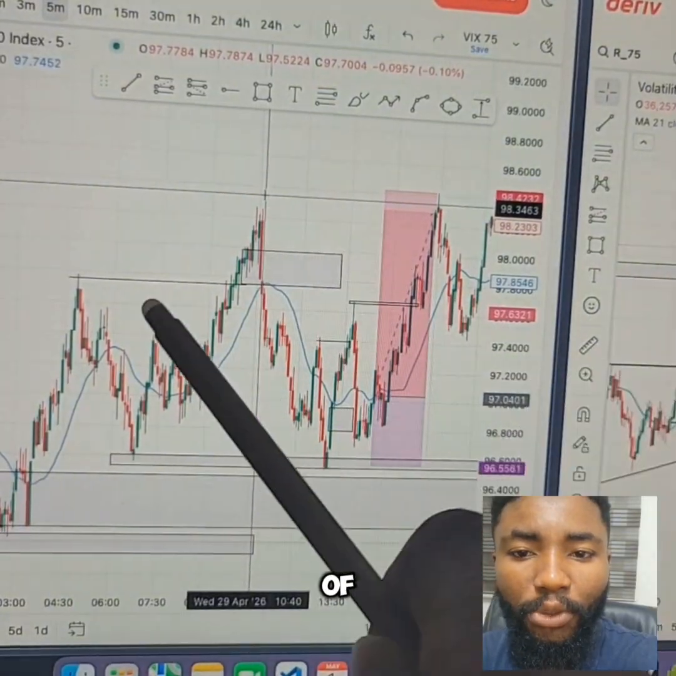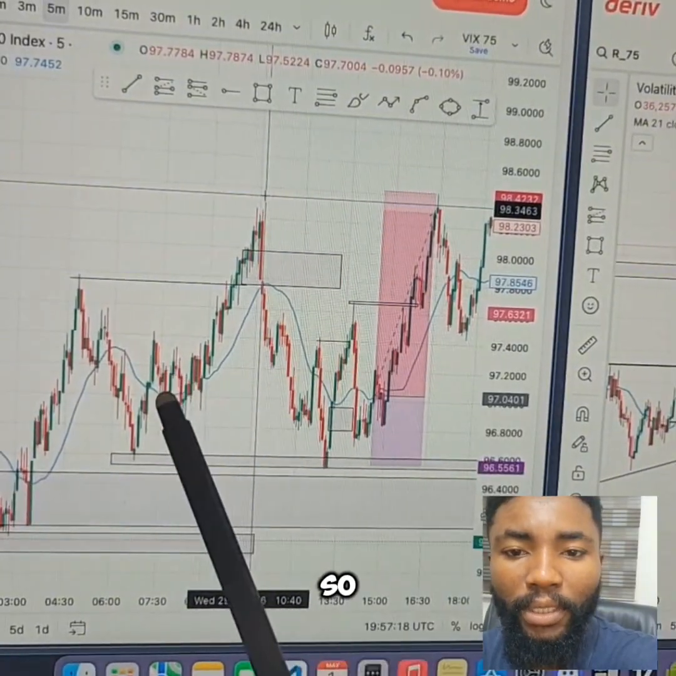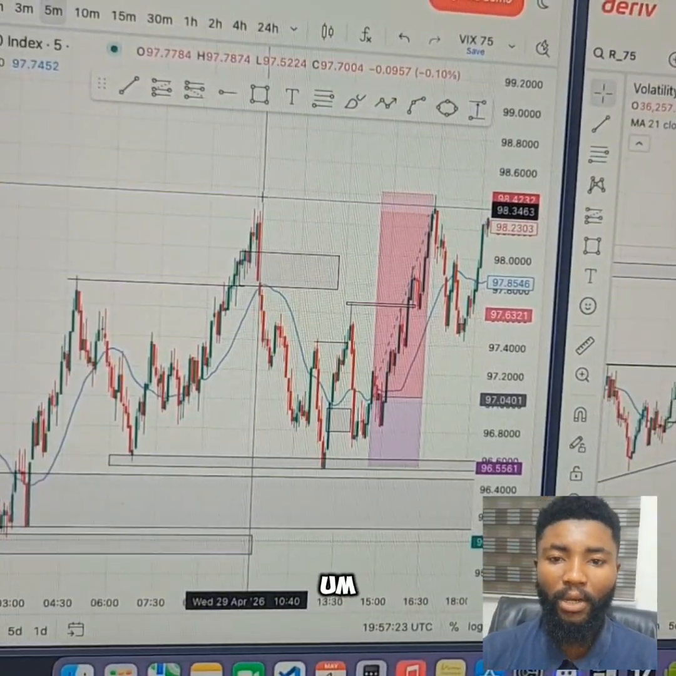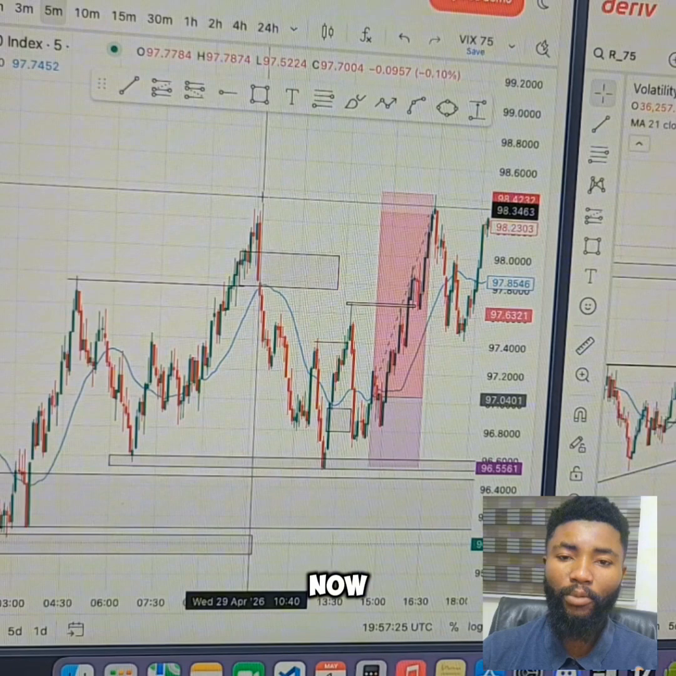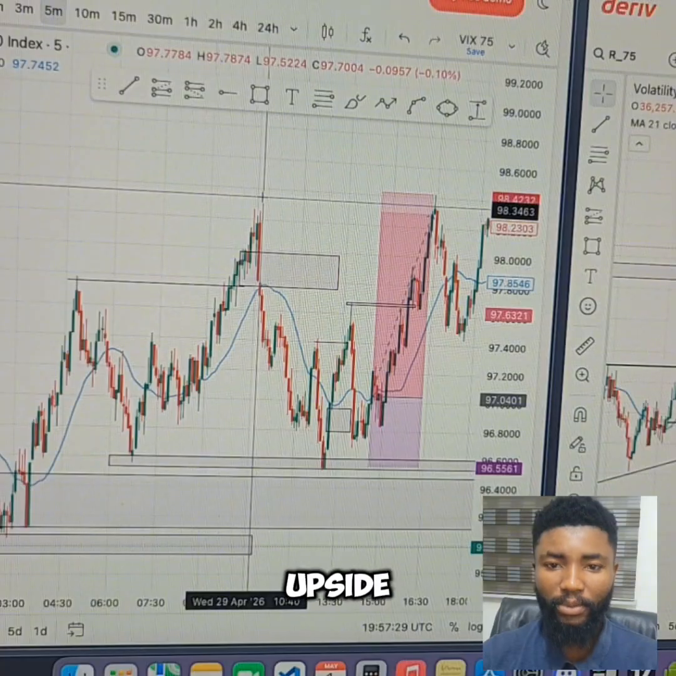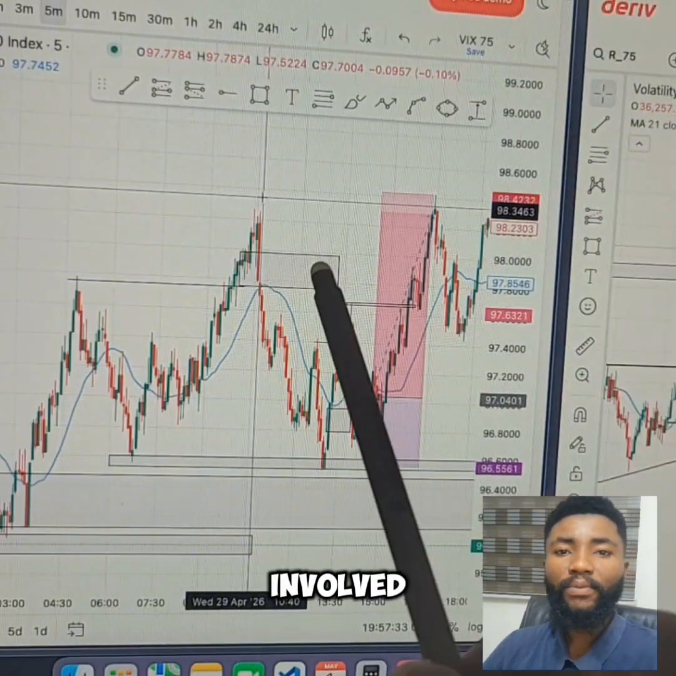So this is a break of structure. This previous swing high was broken, so this is a break of structure to the upside. So this makes us bullish. So now we understand that price is in a bullish trend because of the break of structure to the upside. So we want to be looking for buy opportunity. So how do we get involved here?